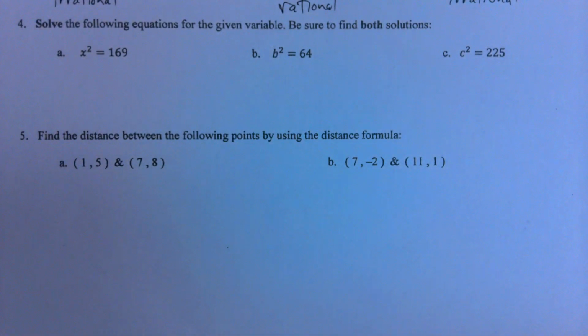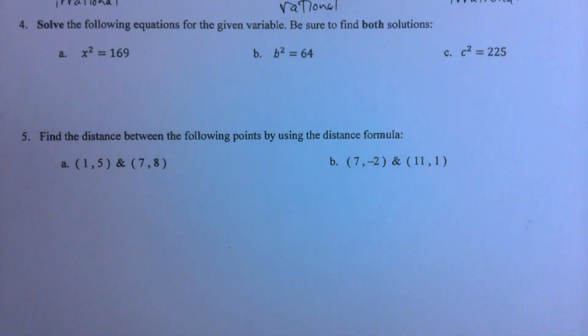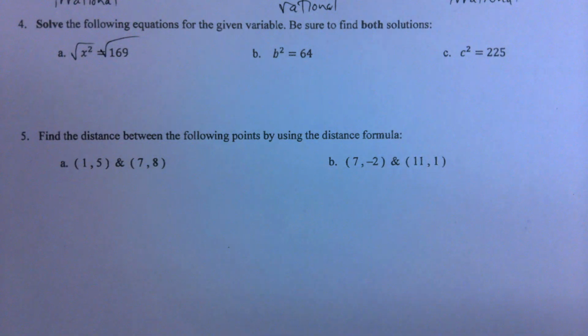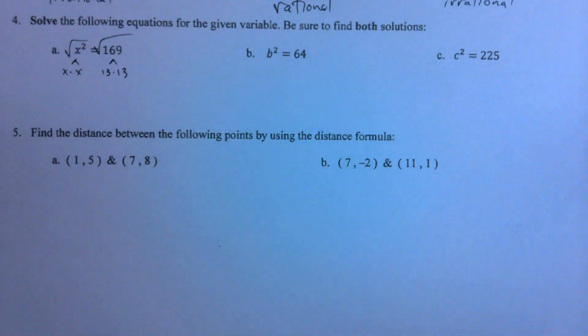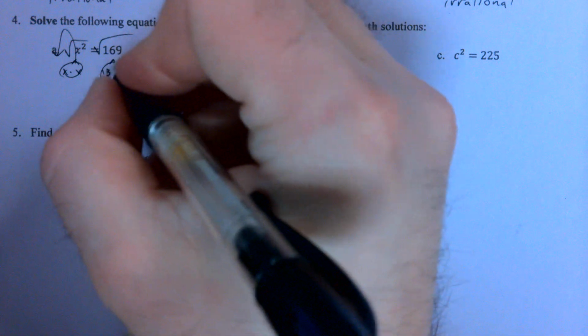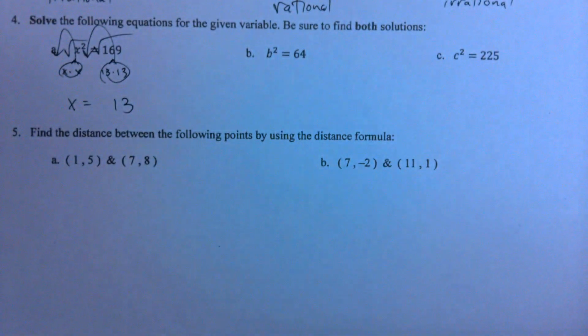Number 4, solve the equations. This is just like what we were doing up top in number 1, but this time instead of being an expression that we're simplifying, it's an equation that we are solving. So we have to think about it like any other equation. What am I doing to x? I'm squaring it. What's the inverse of squaring something? Taking the square root. So if I take the square root of both sides, the square root of x squared is x times x. 169 is 13 times 13. A pair of x's comes out, a pair of 13's comes out, nothing's left behind. x is equal to 13.